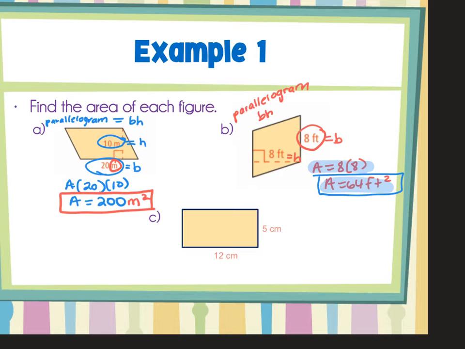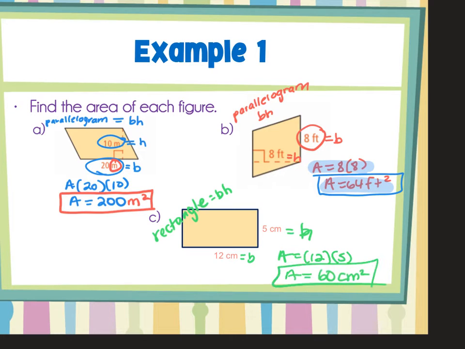All right, C is a rectangle, which is still base times height or length times width. This could be my base, this could be my height, or vice versa. This could be the base, and this could be the height, doesn't matter. Area would be 12 times 5, or 60 centimeters squared. Good so far.